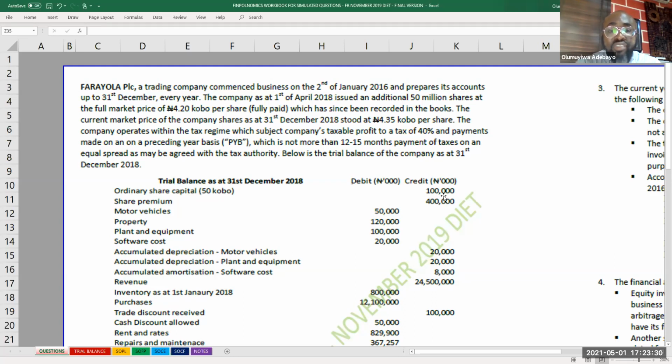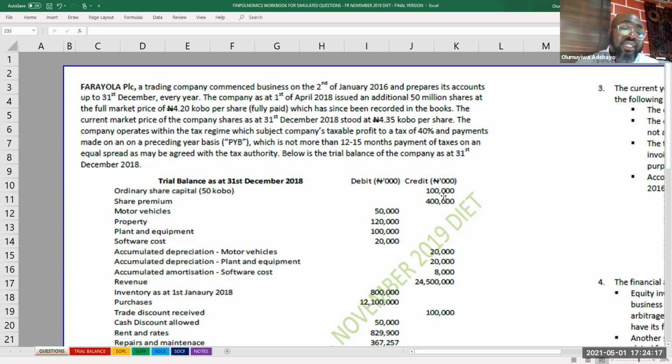The company, as at 1st of April 2018, issued an additional 50 million shares at full market price of 4.20 kobo per share, fully paid, which has since been recorded in the books. The current market price of the company shares today, which is the reporting date, 31st December 2018, stood at 4.35 kobo per share. The company operates within a tax regime which subjects the company's taxable profit to a tax of 40%, and payment is made on a preceding year basis, which is no more than 12 to 15 months payment of taxes, on an equal spread as may be agreed with the tax authority.